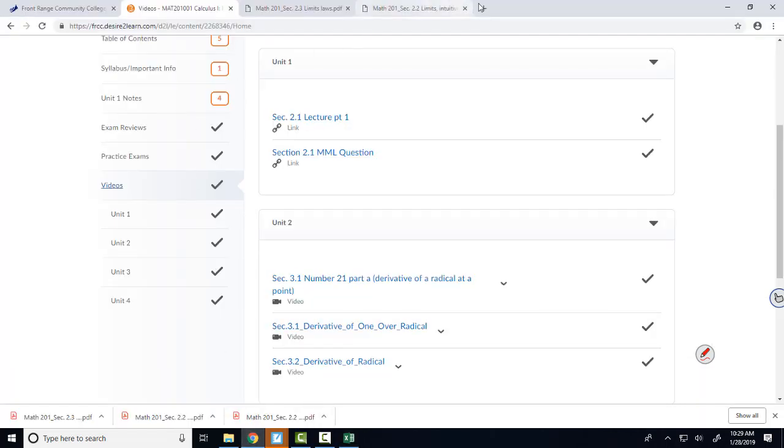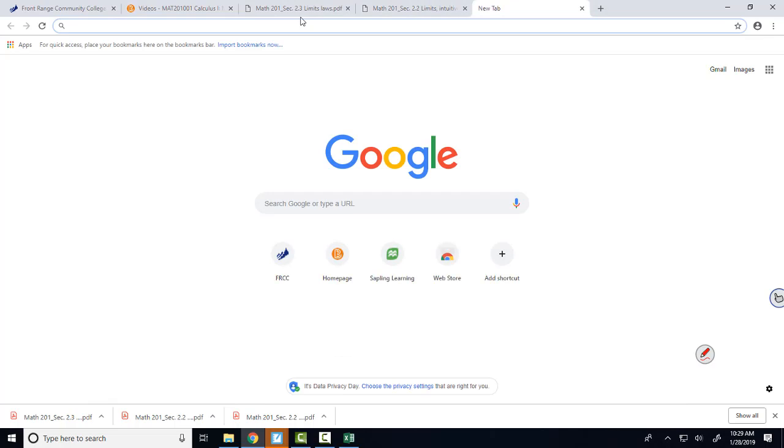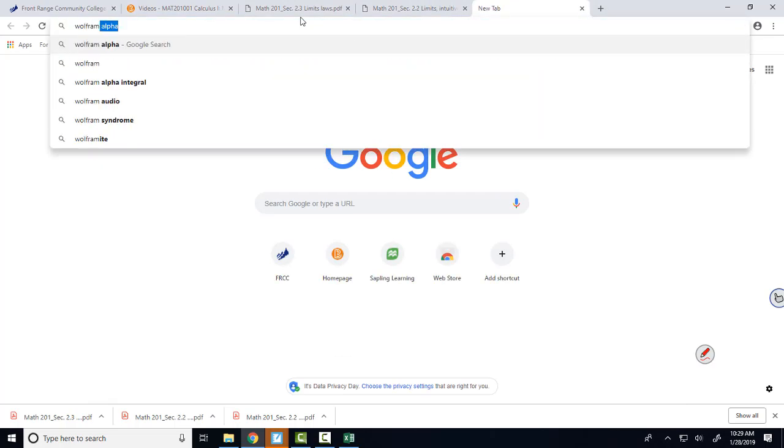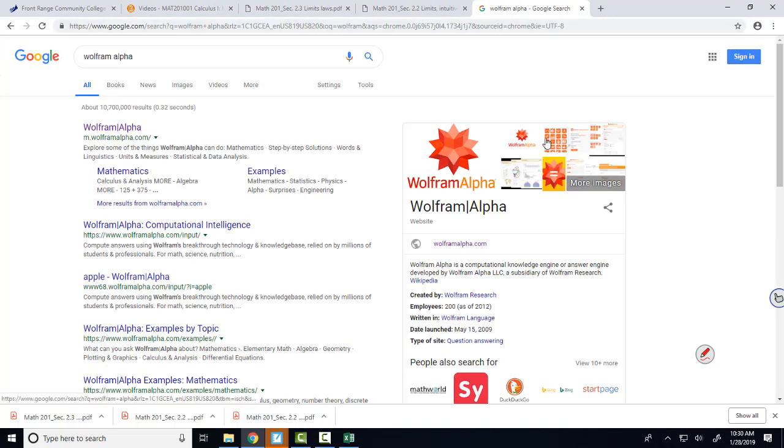Let me put this into, what's your guys' favorite graphing tool? Yeah, I like Wolfram Alpha, that's the one I go to. A lot of students like Desmos, there's a lot of them.